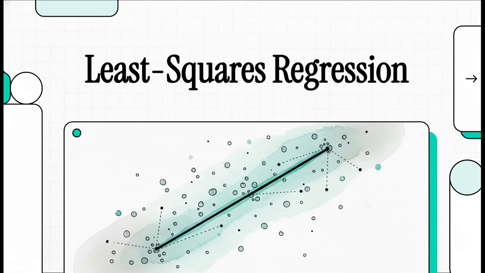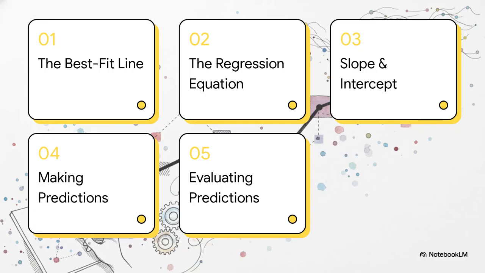Have you ever stared at a scatter plot, just a messy cloud of data points, and thought, how in the world do I find the one single line that actually makes sense of all this? Well, that's exactly what we're going to tackle. We're diving into Least-Squares Regression, which is just a fancy mathematical way of finding the absolute best fit line for your data. So, here's our game plan.